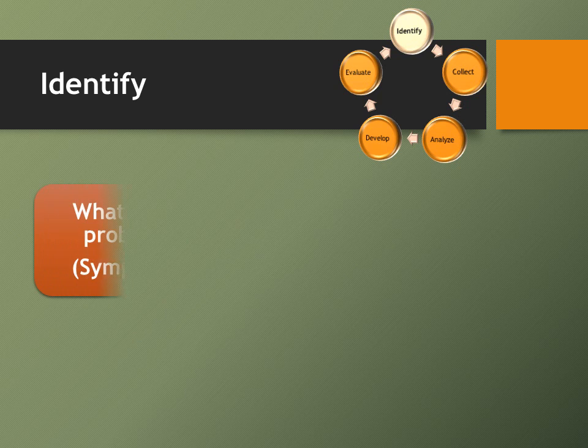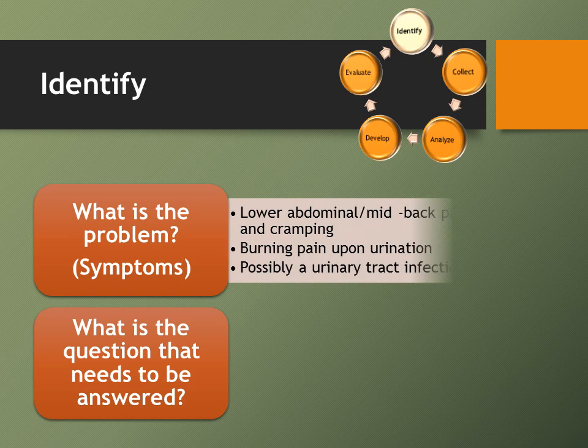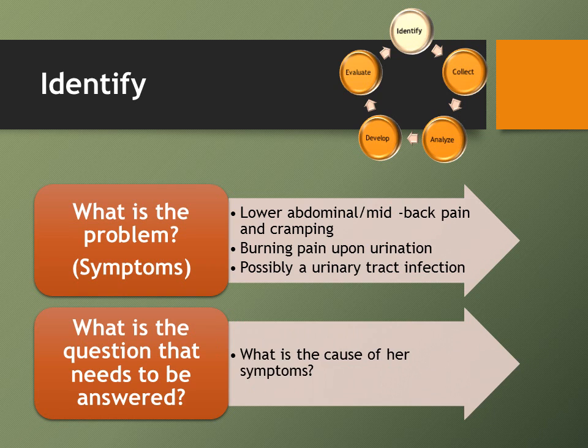First, you need to identify the problem and the question that needs to be answered. In this case, the problem is the girl's symptoms, which suggest a possible urinary tract infection or UTI. Then, the question to be answered is, what is the cause of her symptoms?